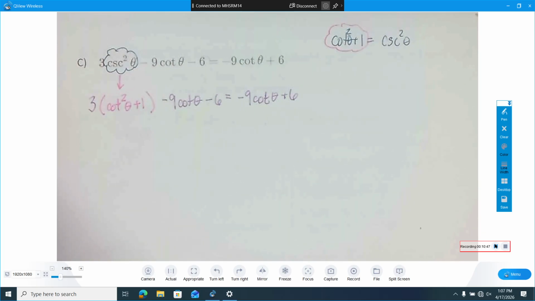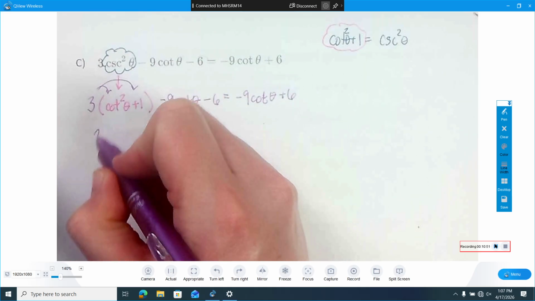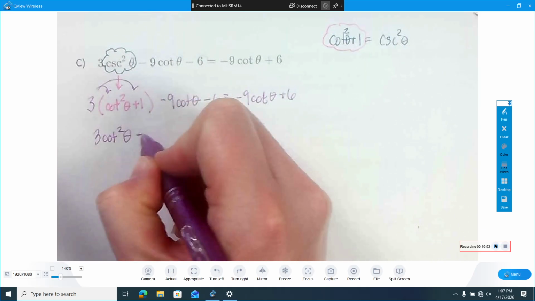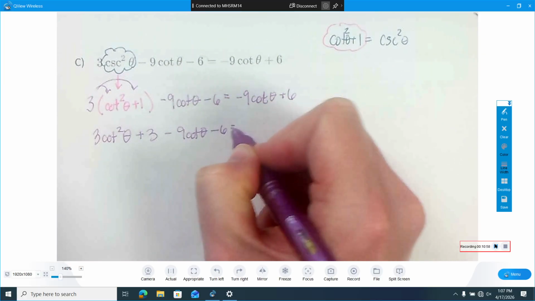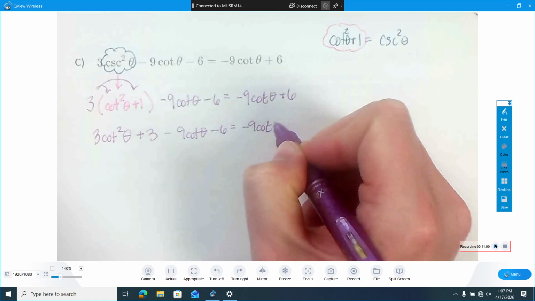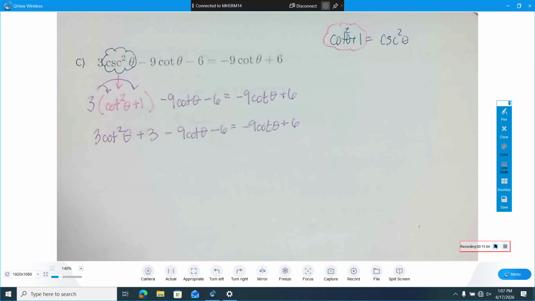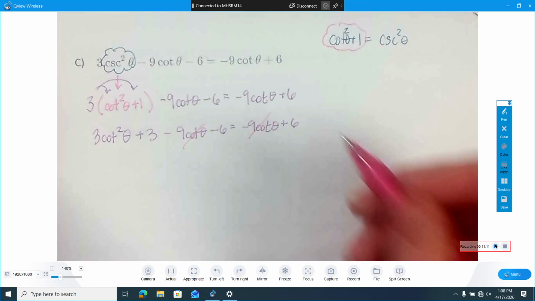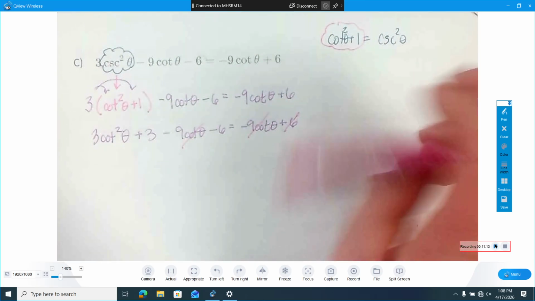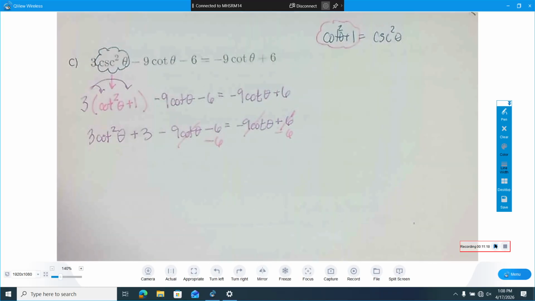What do you want to do next? Distribute. So 3 cotangent squared theta plus 3 minus 9 cotangent theta minus 6. These are such formulaic problems. All right, what do you notice? Equals 0, but everything cancels. If I add the 9 cotangent, those cancel out. Minus 6, that doesn't cancel out. We get a 12 there.